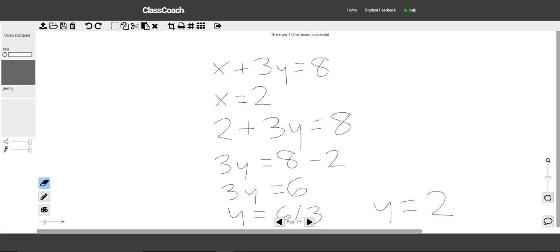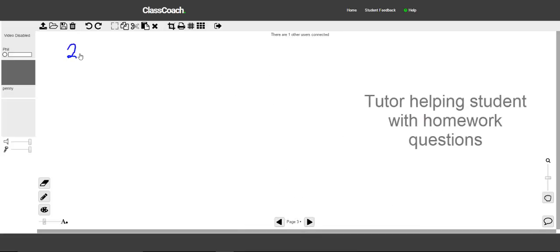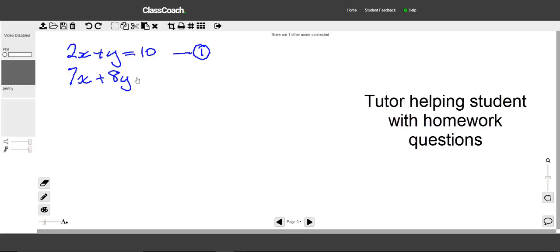I have some from my homework. Okay, great. Did you want to read them out for me and I'll write them down? Okay. The first one is 2x plus y equals 10, and 7x plus 8y equals 53.